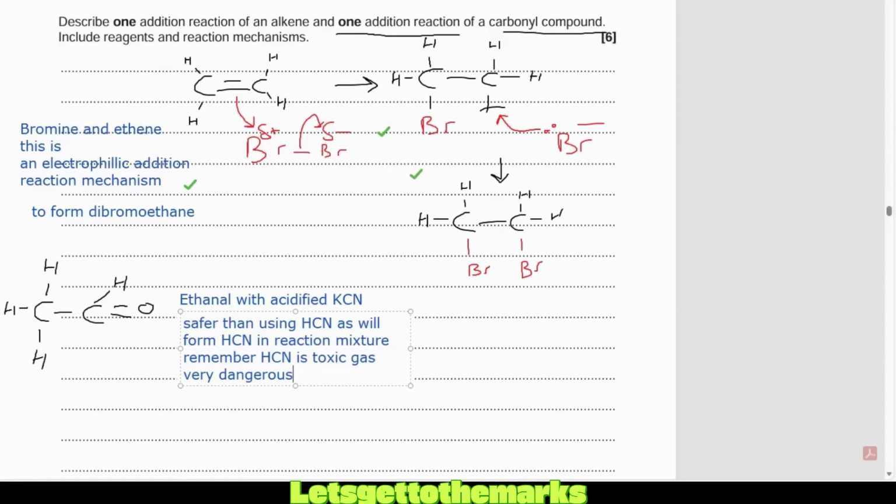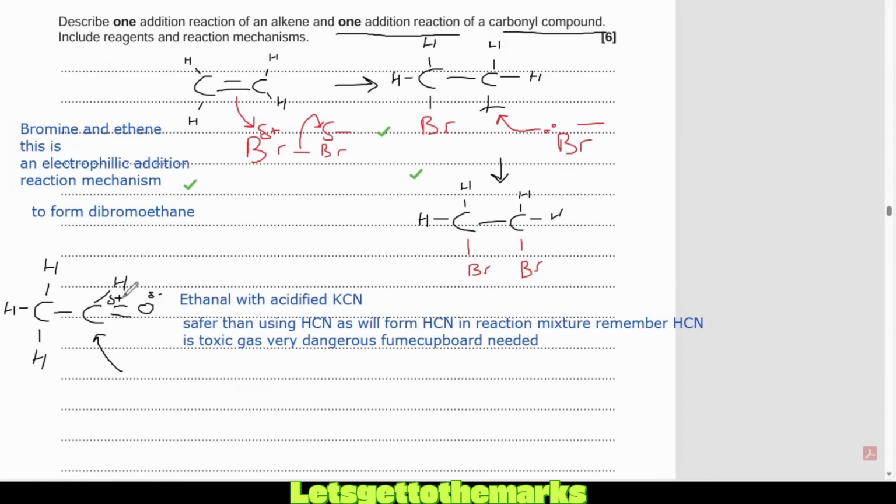With acidified KCN, the nitrile, obviously having a lone pair, is going to attack the delta positive carbon, form a bond. Carbon can only have 4 bonds, so the carbonyl bond is going to break, forming that negative oxygen, as shown here with a lone pair and a minus symbol. Then we've basically got our nitrile added, so we've extended the chain. It's gone from eth to prop.